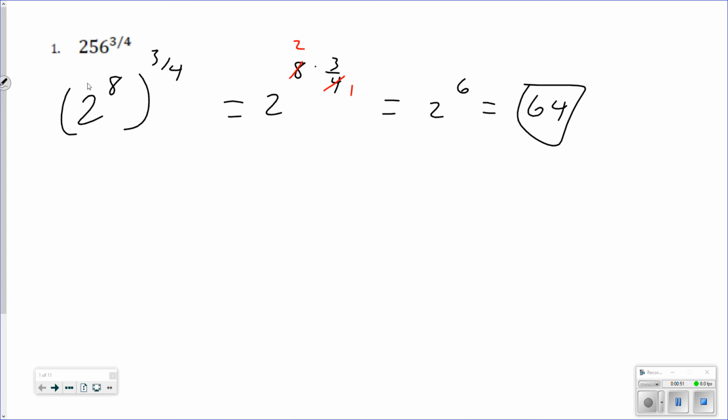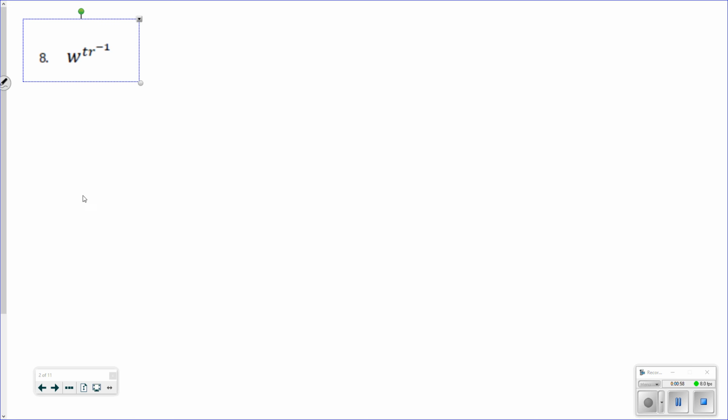All right. Any questions about that? Number 8, w to the t r to the -1. Anytime you see a negative exponent, you should always try to get rid of that first. It kind of makes your life a little easier. So when I get rid of that negative, I have w raised to the t 1/r. Now r to the -1 becomes 1/r, because anytime you have a negative exponent, the base is going to flip. So that's really just w to the t/r. That's pretty much all we can do.